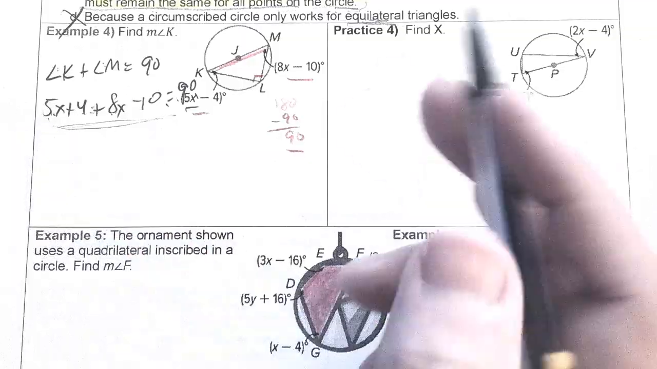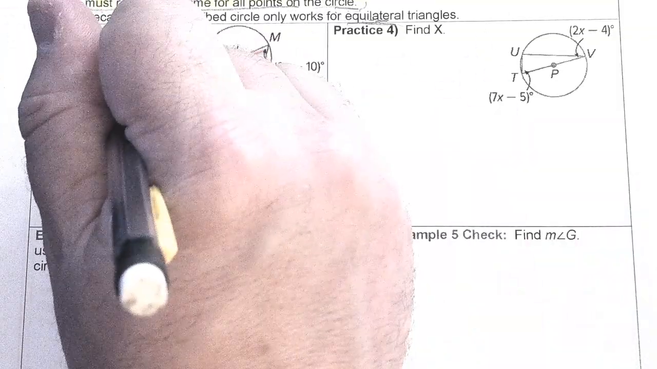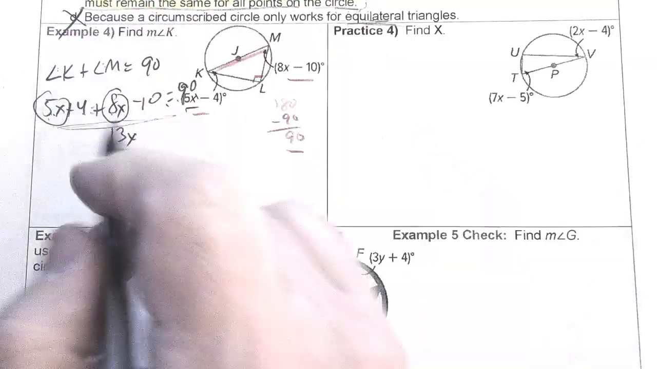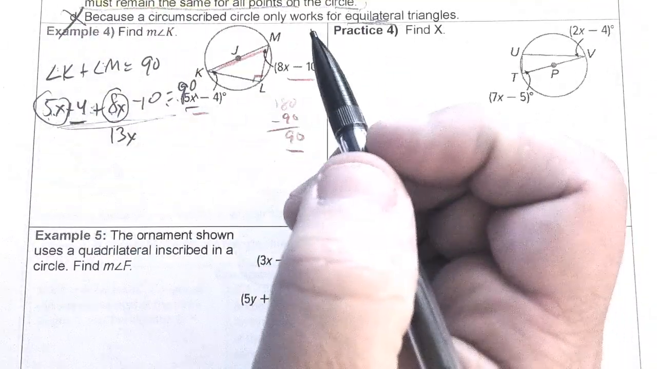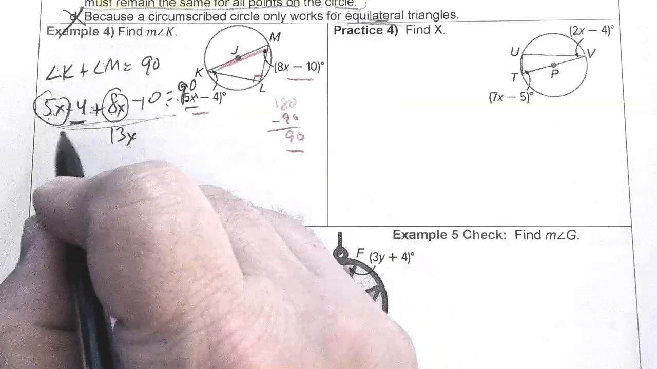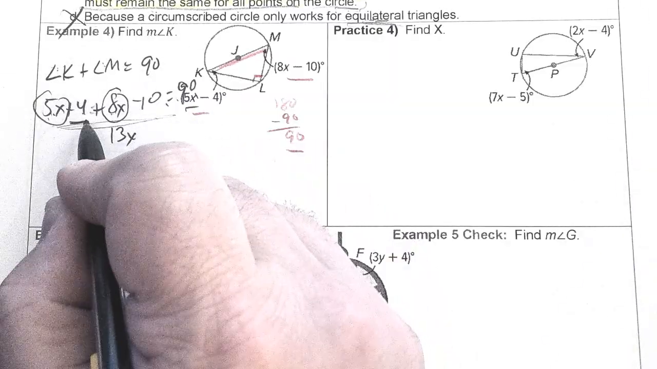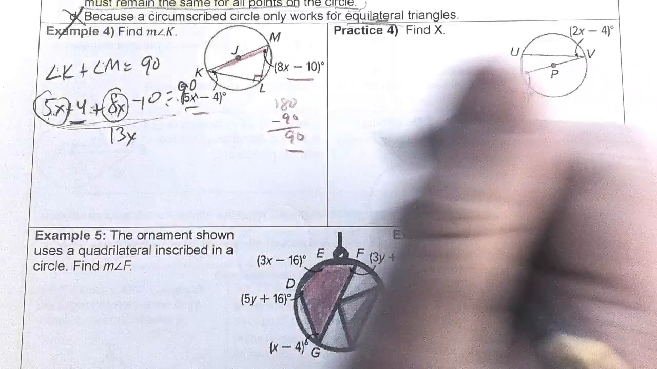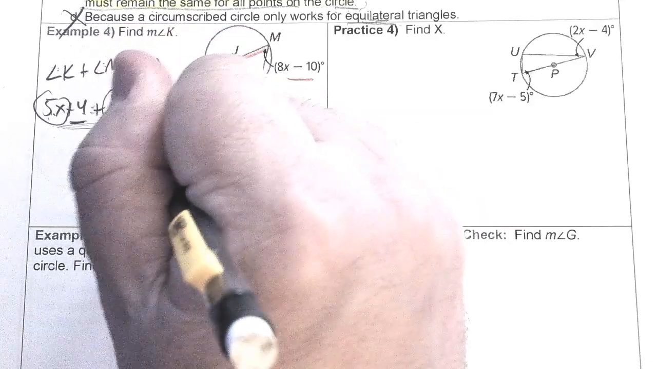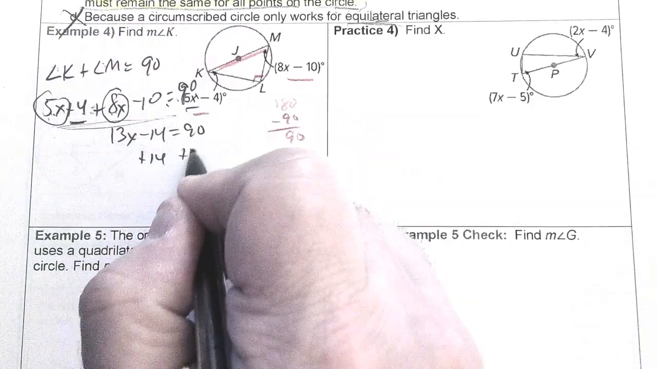So 5x and 8x, I'm just going to circle them, and they're both positive. That makes 13x. And then I have a negative 4 and a negative 10, which make negative 14. Again, they're equal to 90. Because it's negative, we're going to add and make it positive.